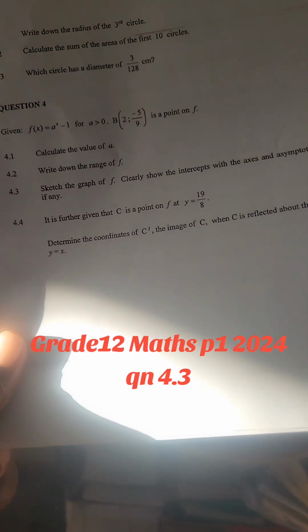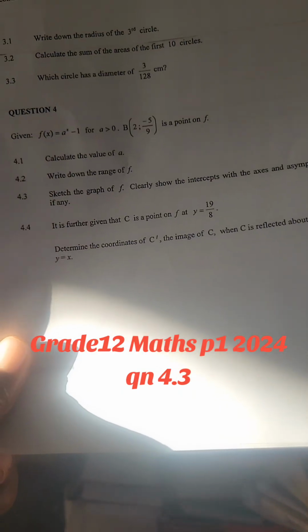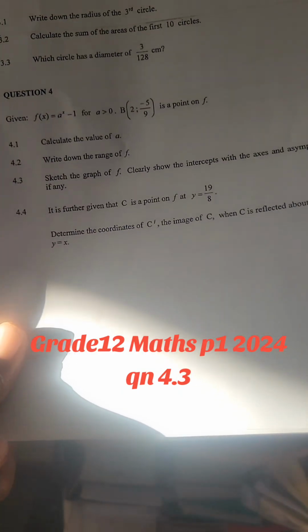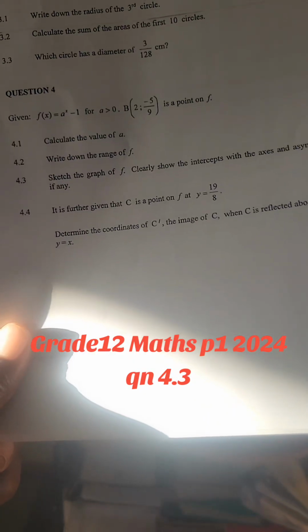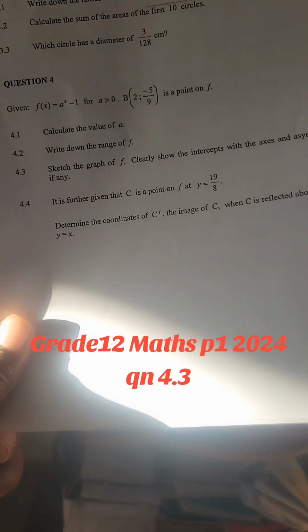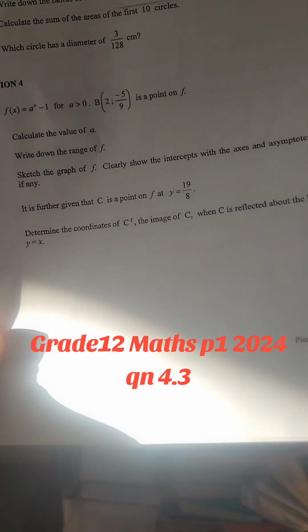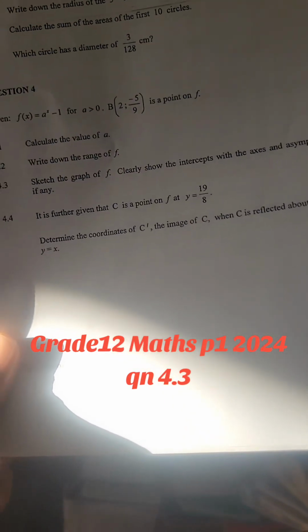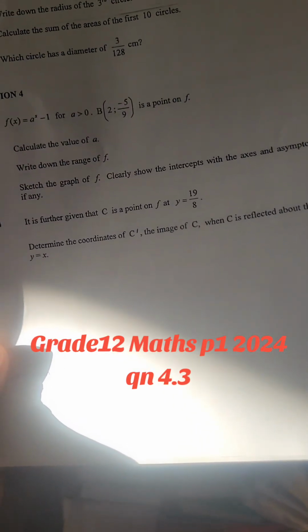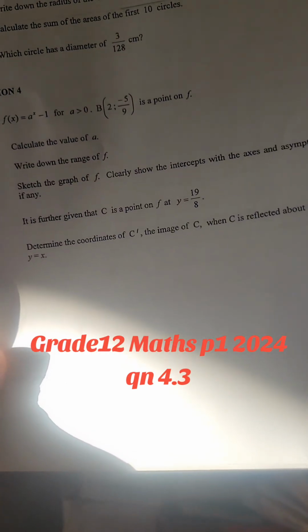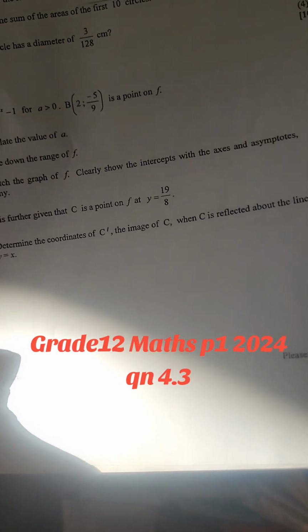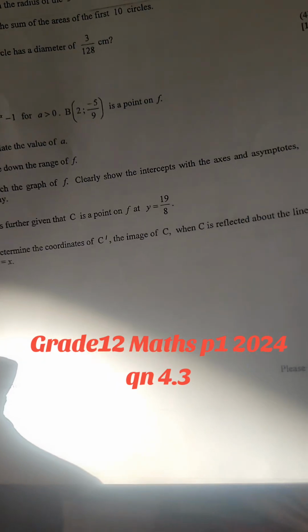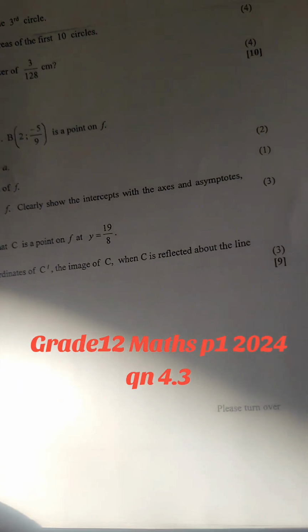Right, we quickly move to 4.3. Sketch the graph of f. Clearly show the intercepts with the axis and the asymptotes, if any.